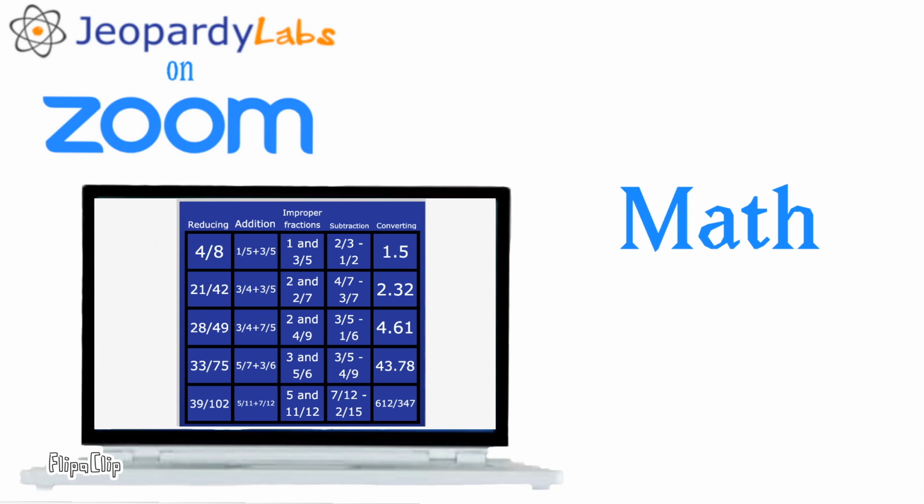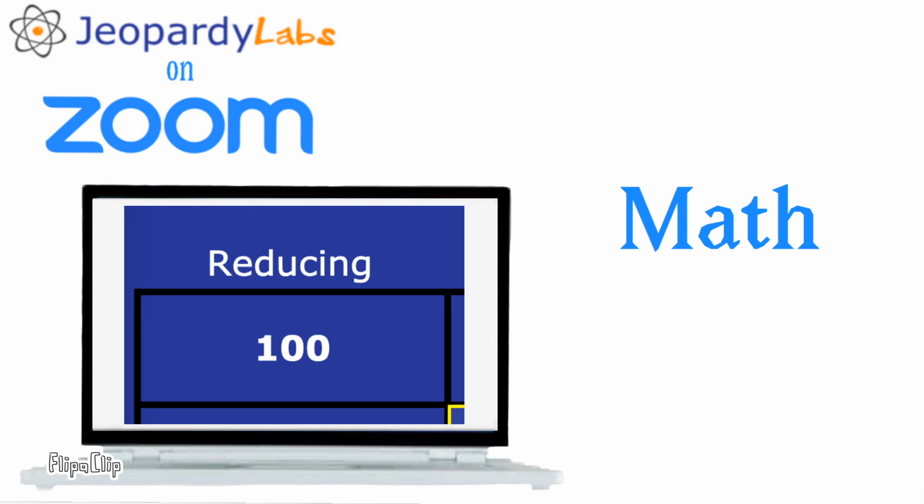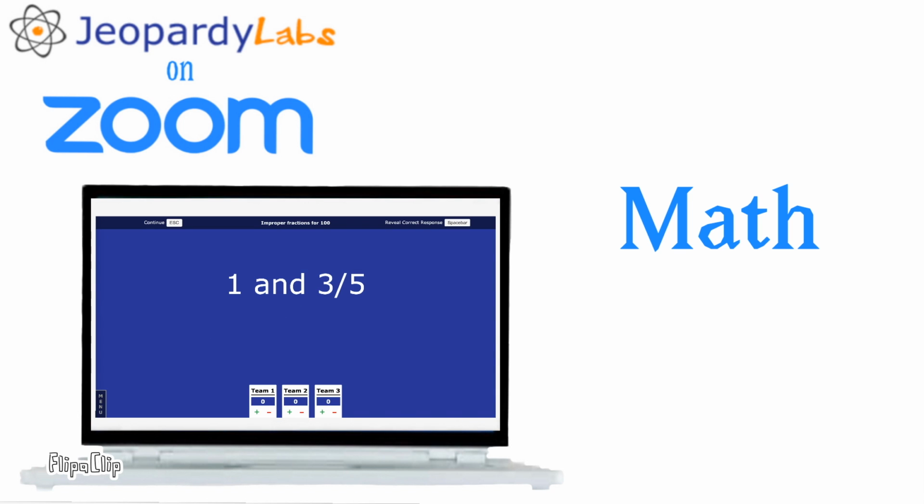This Jeopardy game is on improper fractions. Here's a look at each of the 5 categories for improper fractions and their point values. For example, a student might select reducing for 100 points. The clue would be reduce 1 3/5. The team or player who comes up with the correct answer first would either shout it out or type it in the chat. That's entirely up to you.